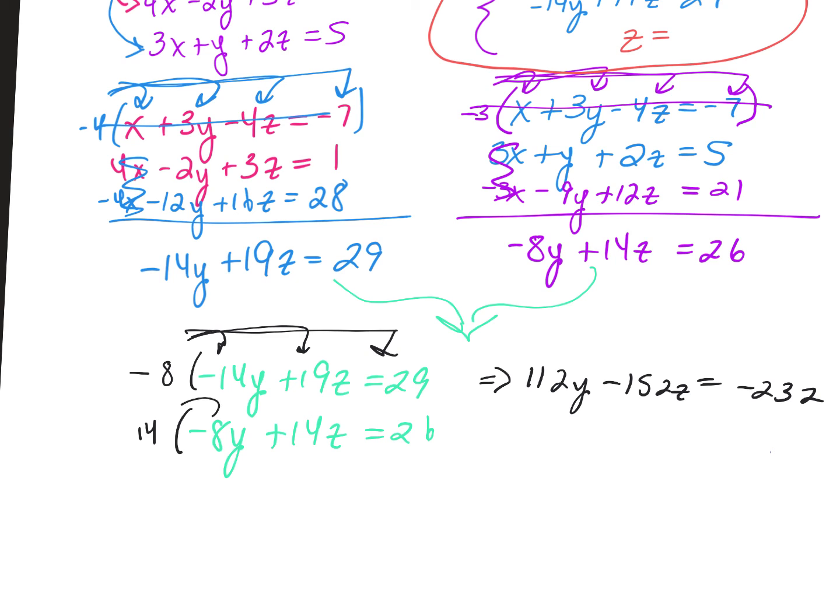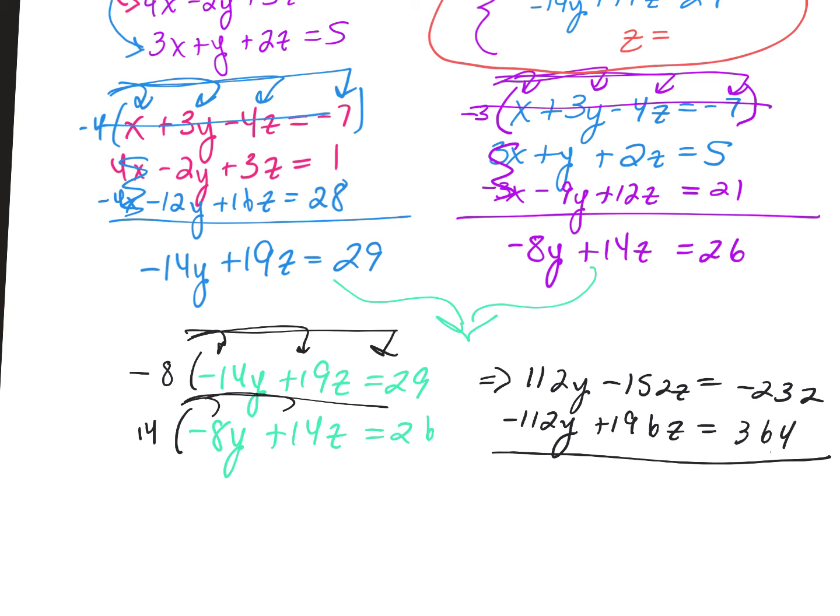Now I'm going to do the same thing with 14. 14 times, I know it's going to give me negative 112y, which is a good sign because we wanted our y's to cancel out. 14 times 14 is 196z. And then 26 times 14, 364. Now, I know at this point, some of you are going to be like, oh my gosh, these numbers are so big, there's no way this can be right. It's okay. Because when you just trust the process, trust what you're doing, my y's cancel out.